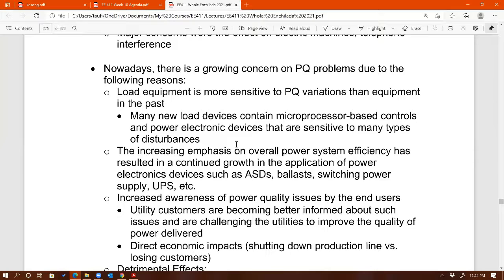So if you hear the term ASDs or VFDs, those are adjustable speed drives, okay? ASD stands for adjustable speed drives. VFD stands for variable frequency drives, but they're basically the same equipment to control induction motors. And they use it a lot in California, especially for irrigation pumps, right? For HVAC, for fans and things like that.